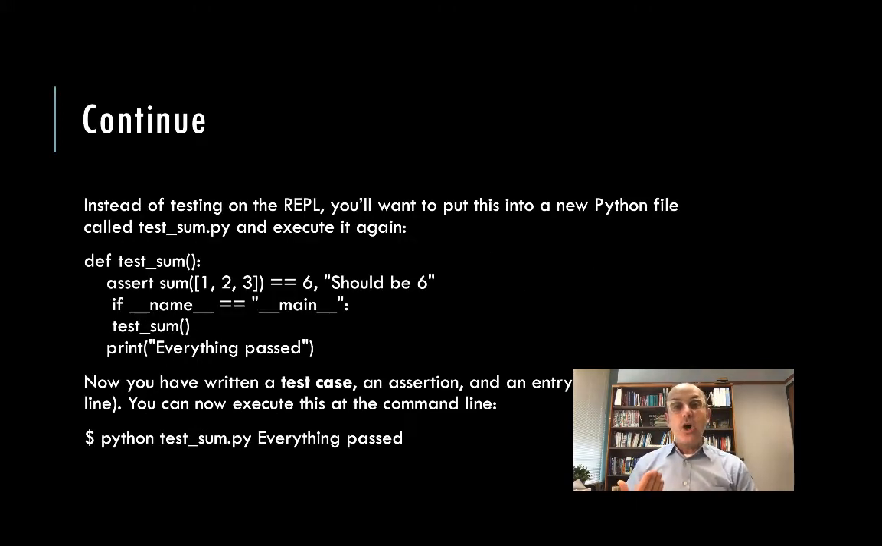Instead of testing in the REPL, you should also put it in a new Python file called test_sum and execute it again. So define test_sum, assert the sum of the data, and under if __name__ equals main, print a message, and everything will pass if it is correct and if it is good.